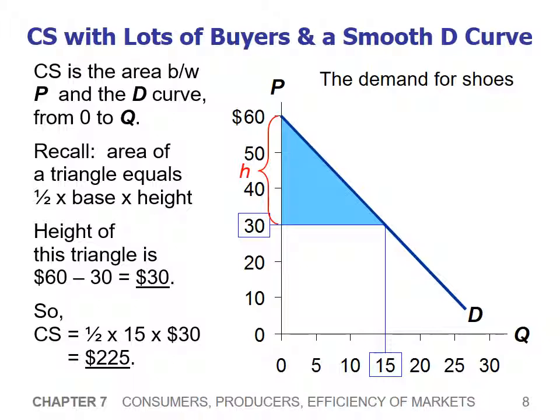What's the meaning of this area? Well, this area represents the value to the buyers of the pair of shoes that they have bought. All these buyers have paid $30 for that pair of shoes. At that price, we have had 15,000 pairs bought. A buyer who's willing to pay more for that shoe but ends up paying less has gained that difference as his or her surplus. You add the surplus of all the buyers and you get total consumer surplus.